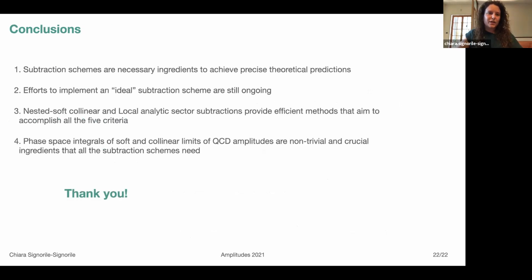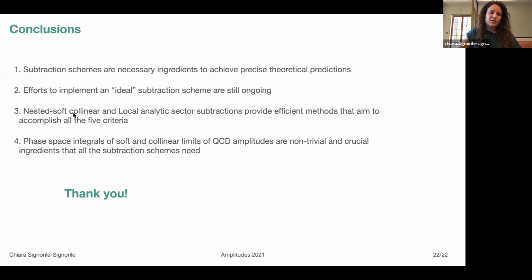So at this point, I would like to briefly conclude. The idea behind this talk is that I hope I convinced you that subtraction schemes are necessary ingredients to achieve a precise theoretical prediction, and the effort to design an optimized subtraction scheme is still ongoing. So I hope I stressed enough that both the schemes I presented have advantages and disadvantages. So we are still trying to find something that has just advantages.